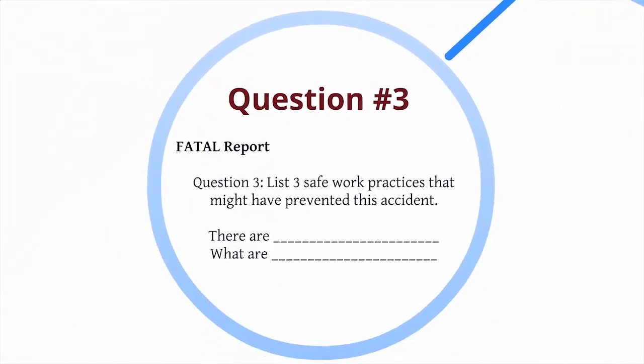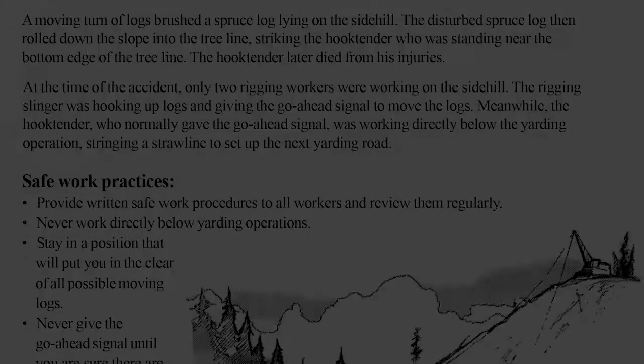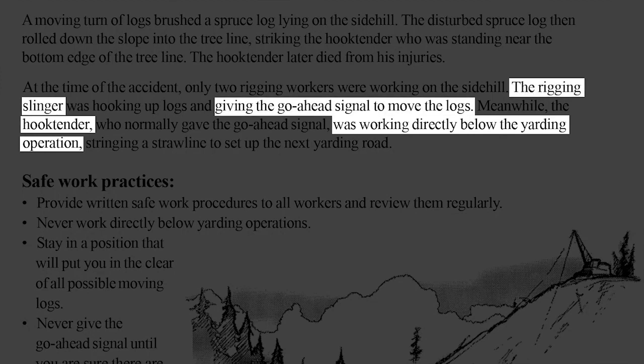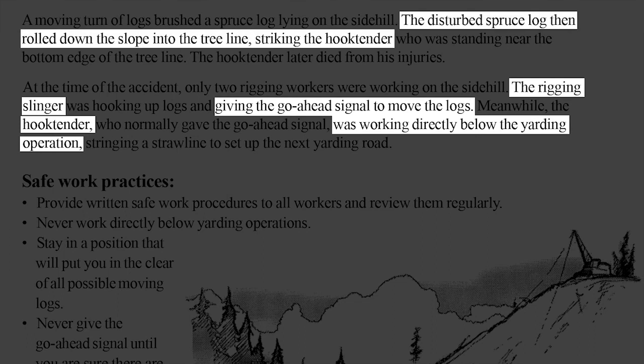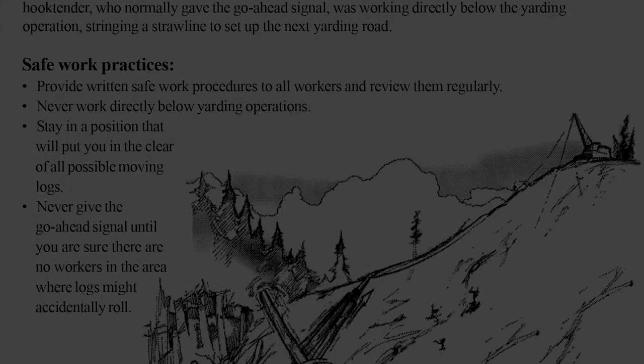Task 3. List 3 safe work practices that might have prevented this accident. Breaking that question down, there are at least 3 safe work practices. And what are those 3 practices that could prevent this accident? Scan the picture and the text. Determine what happened. The hook tender was standing below the yarding operation. The other person gave the signal to move the log. The movement dislodged another log. The log rolled on the hook tender. Find the bulleted list and match each point with the events that led to the accident.